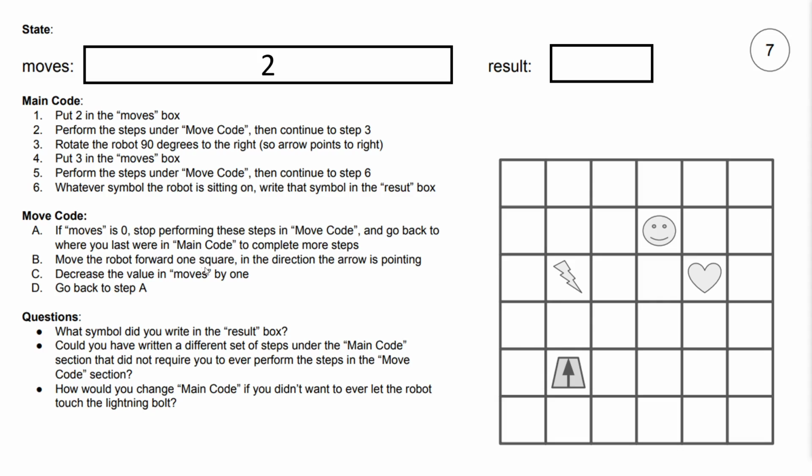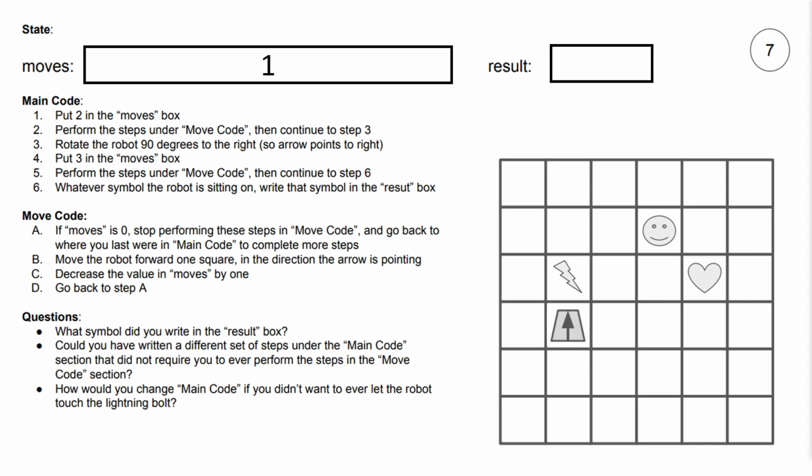Move the robot forward 1 square in the direction the arrow is pointing. This is the robot right here, the one that has the arrow. One second, let me go ahead and do that. All right, I've got the robot moved. Next up, it says in step 3 there, decrease the value in moves by 1. There we go. Then we're going to go back to step A.